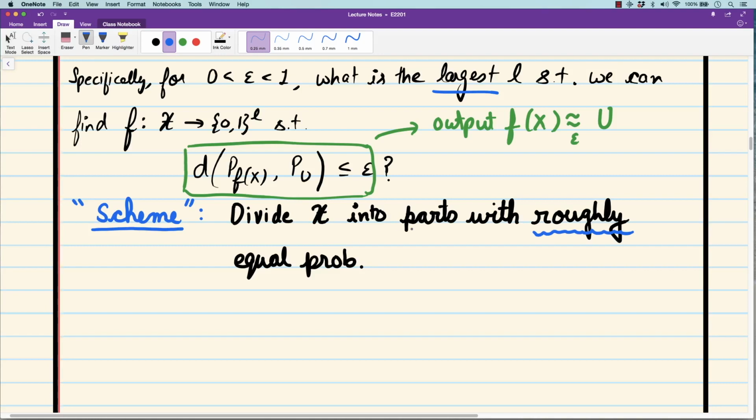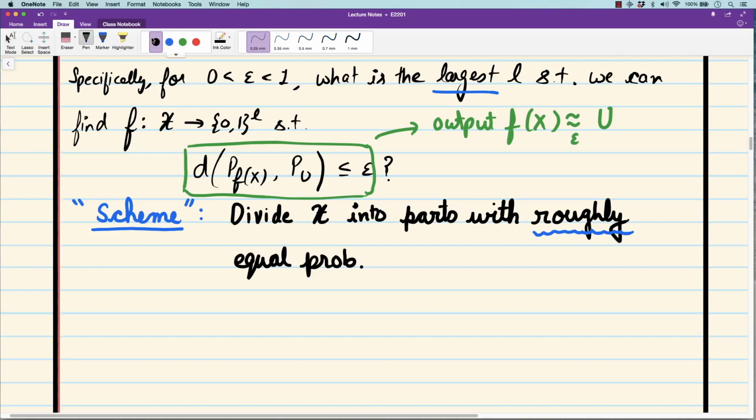Also, the more parts you have, the larger is this L. So you want to divide x into as large a number of parts as possible, such that each part has roughly the same probability under P. If you can do that, then you can find this f with very large L. Keep in mind, this is a small point, but perhaps it's good to revise it here. You can view a function of x as simply a partition, where each part corresponds to those x for which you declare a particular output.